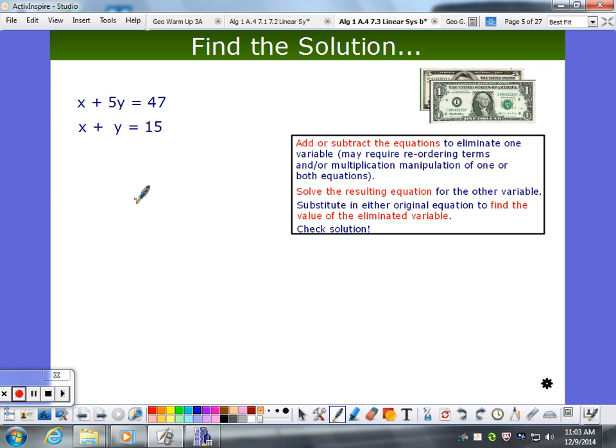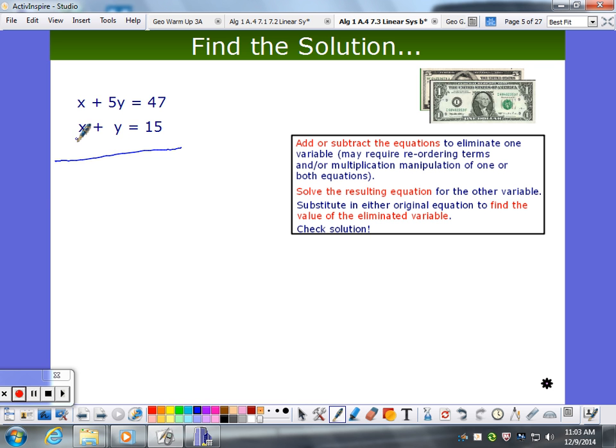What I'm going to do is either add or subtract until one variable disappears. And what am I adding? This. Now if I add them, I get 2x plus 6y. Did anything disappear? All right.